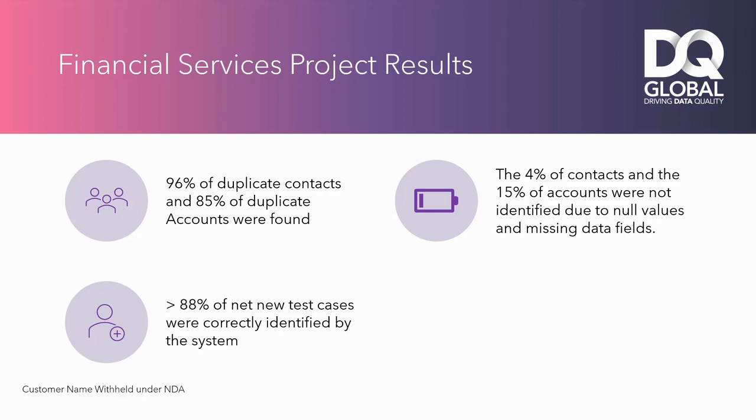Greater than 88% of net new test cases were correctly identified by the system, and 100% of the desired fields were selected correctly. So just some use cases around how this is working in real life on real data. Obviously, we can't show the data or name the clients that we're working with, but this is what they've found when actually testing this on their own data.